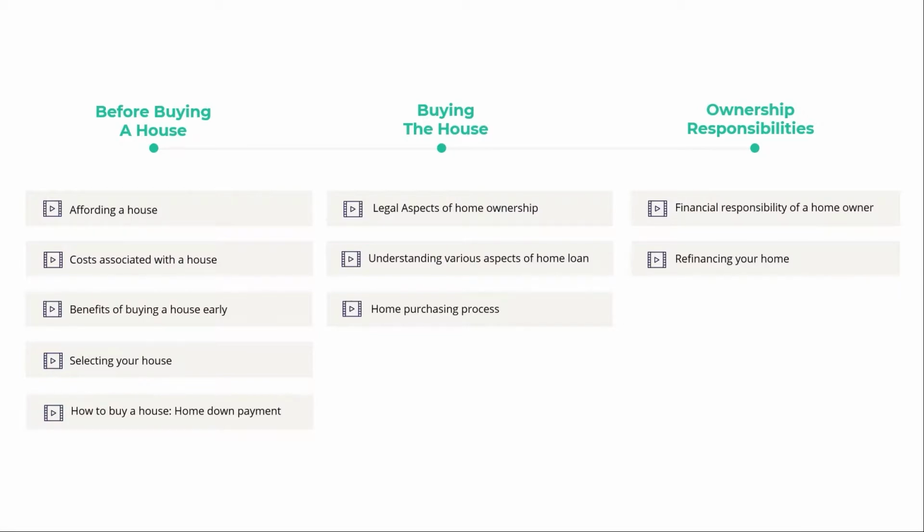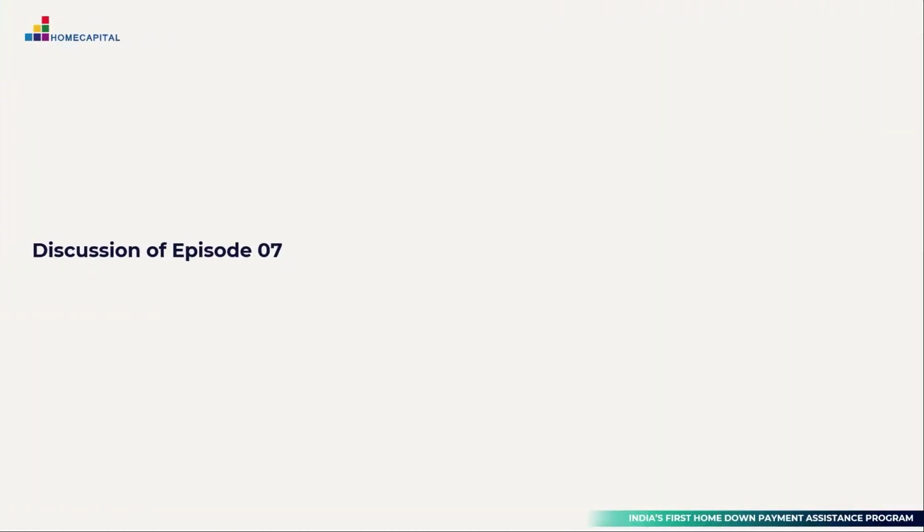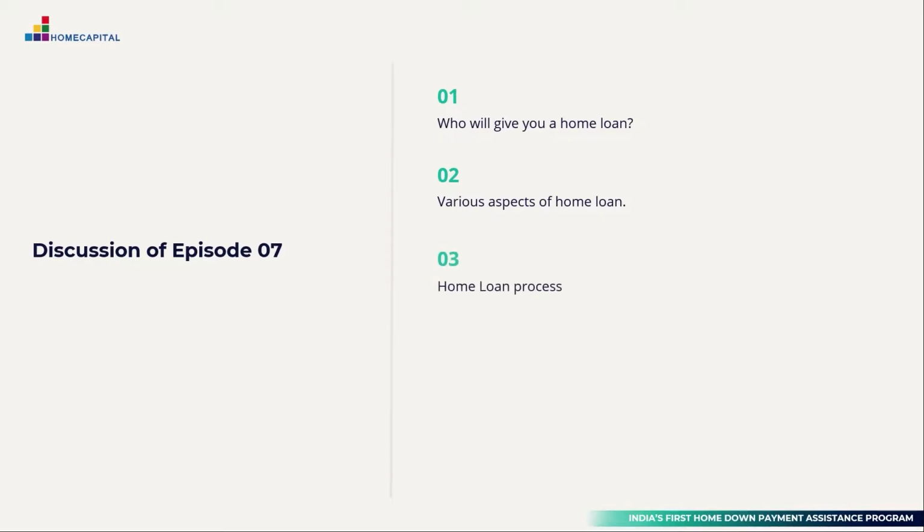In today's episode, we will talk about understanding the various aspects of a home loan. Given that a home purchase is a very high ticket purchase, it is very common to use the assistance of a home loan in order to fulfill your dream of buying a house. In this episode, we will talk about the various sources of getting a home loan. We will talk about the various aspects or features of a home loan, the entire process that you need to go through when you are applying for a home loan, the loan disbursal process, and finally the government schemes available in case of buying an affordable home.